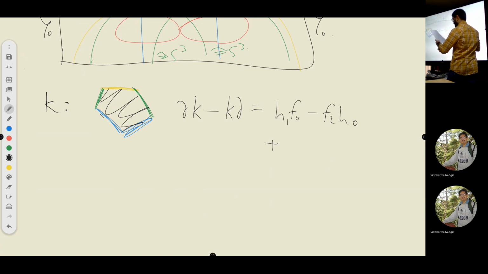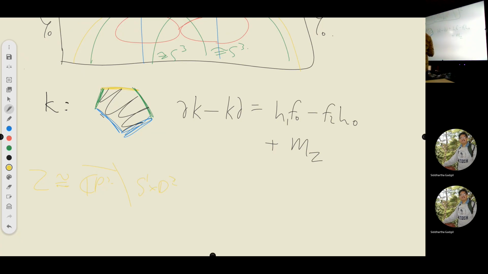And now there is the final contribution of the yellow thing. When you break along the yellow one, you have some, let me just call that MZ, where Z is supposed to be the 4-manifold that the yellow thing bounds. So now Z has a convenient description. Z is homeomorphic, it turns out, to CP2 bar minus S1 cross D3.